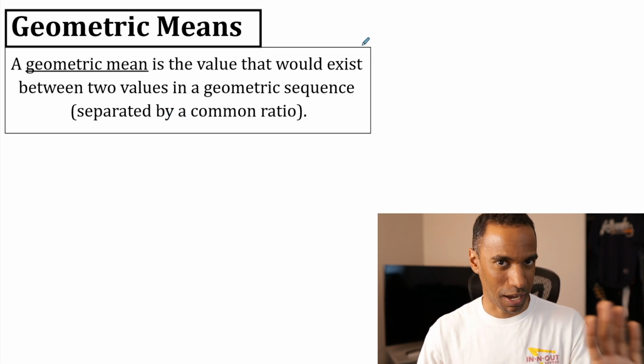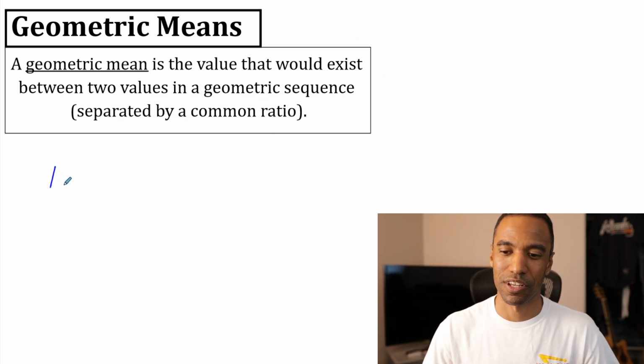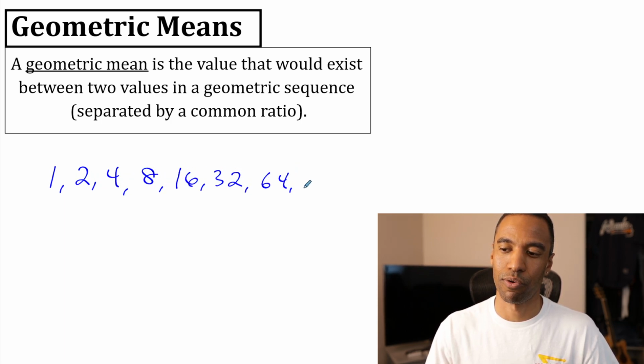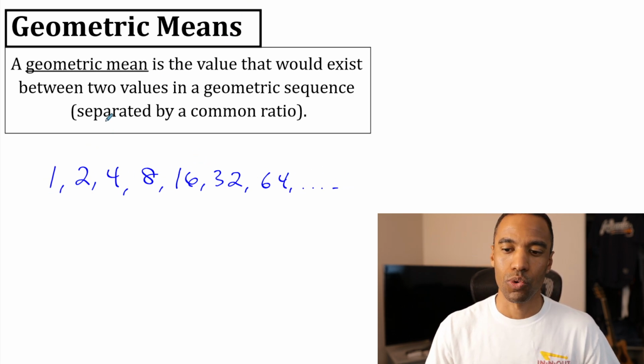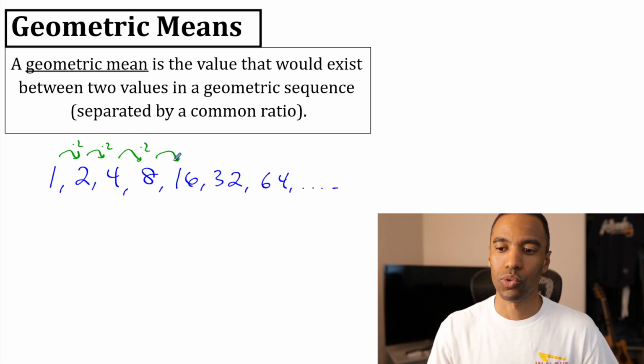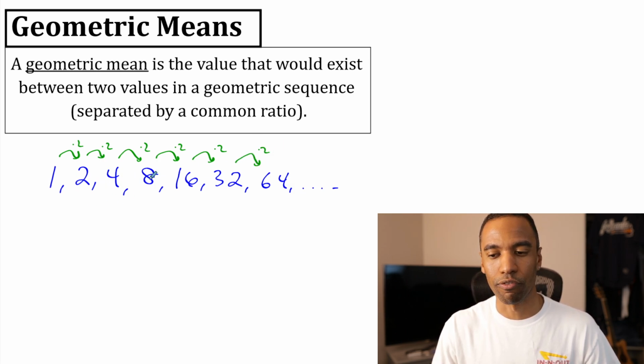So here's an example, guys. Here's an example of a geometric sequence: 1, 2, 4, 8, 16, 32, 64, and so on. This is a list of numbers that you would multiply by 2 over and over to get from one value to the next, times 2, times 2. 2 is known as your common ratio. The values in your list are the 1, 2, 4, etc.